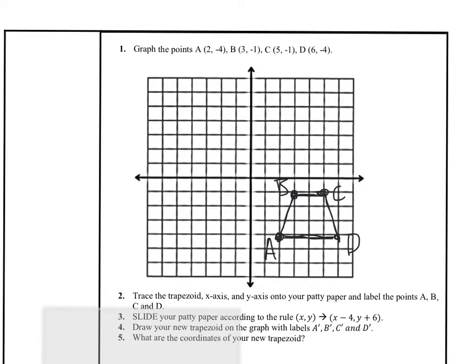It says to trace the trapezoid, the x and the y-axis on the patty paper and label. So I'm going to slide my patty paper up here, and I'm going to trace all of those things that I just drew. So A, B, C, D, drawing my shape in, my labels, everything needs to be traced, even the x and the y-axis, and I need to be very, very careful that I'm doing all of this as neat as possible, or else our shape won't end up on perfect corners like we want it to. So it is now traced.